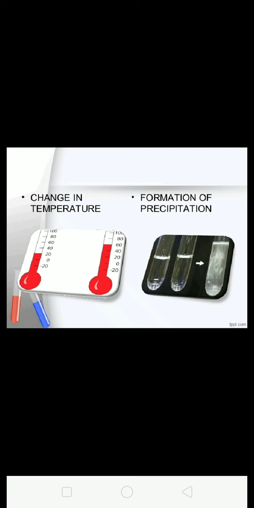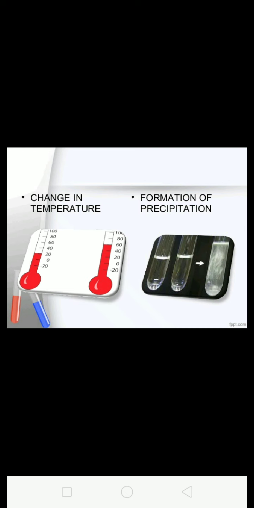There are also some other reactions where heat energy is evolved. We call those reactions exothermic reactions. For example, if we mix acid and base, a neutralization reaction, it leads to the formation of salt and water, and heat energy is liberated. Many combination reactions are there where two or more substances combine to form a single product. They are usually exothermic reactions.